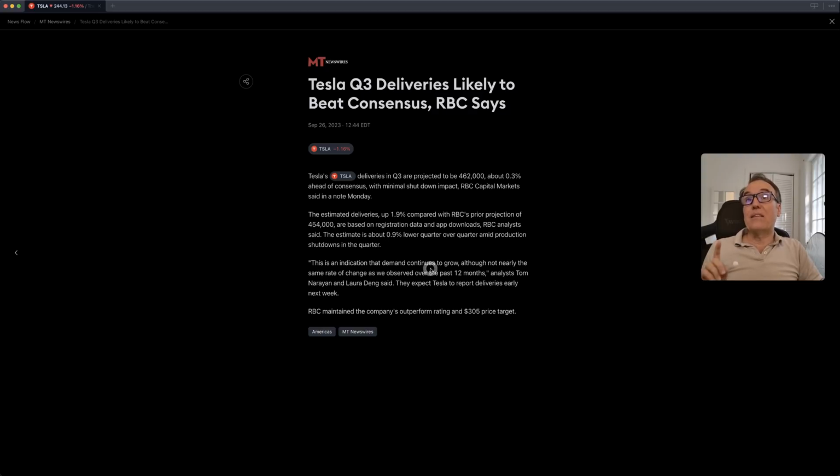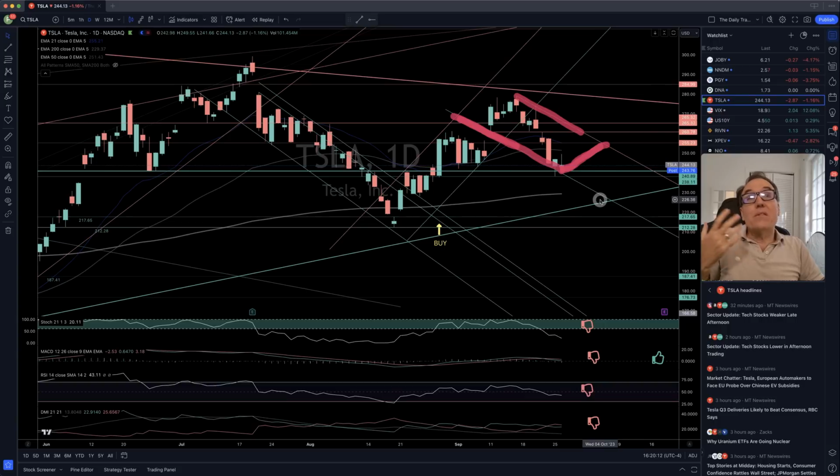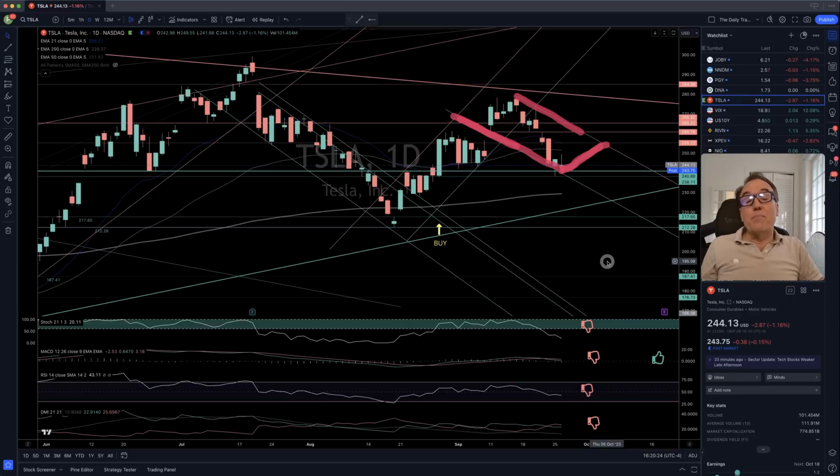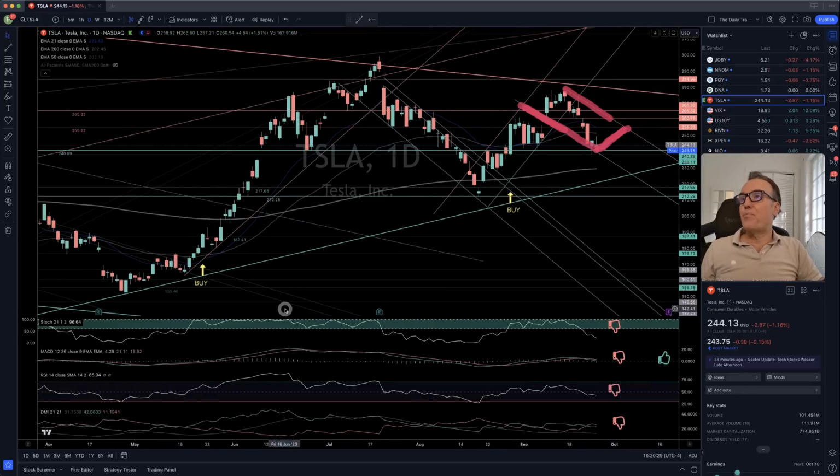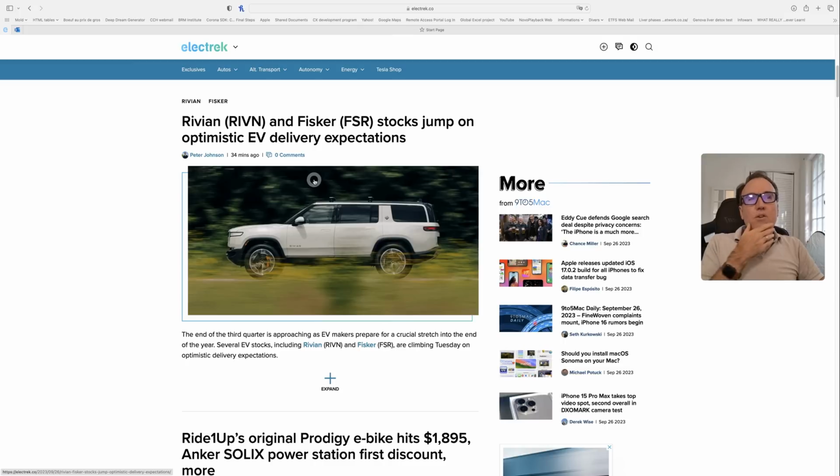This is an indication that demand continues to grow, although not nearly the same rate of change as we observed over the past 12 months. They expect Tesla to report deliveries early next week. RBC maintains the company's perform rating and 305 price target. Okay, so maybe the production numbers and deliveries are going to be not so bad after all. We'll see if this news is going to have an impact in the stock market. So far, we don't see much impact because things are looking pretty grim. Let's take a look at some other news.